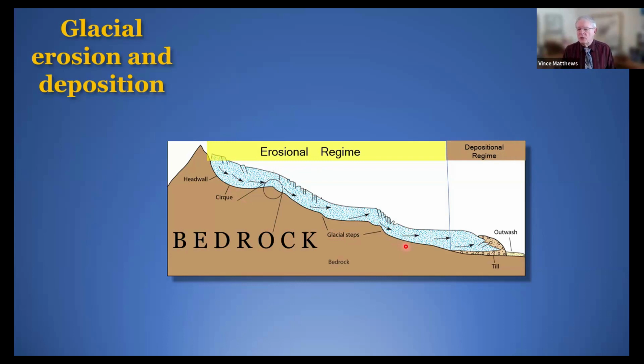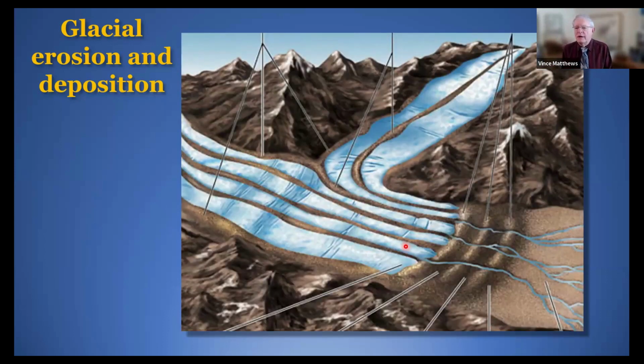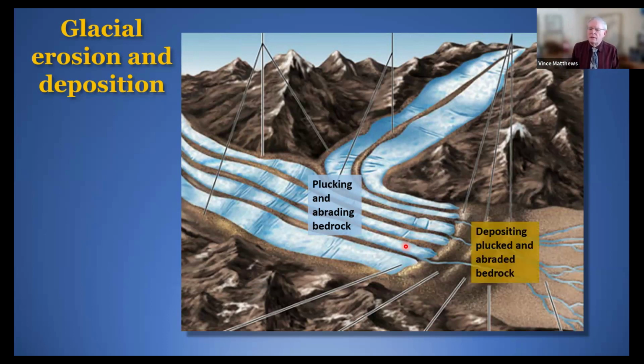So then the depositional regime down here is kind of fun, and Colorado's got some wonderful examples in the depositional moraines. So let's get going. The plucking and abrading comes down from here, and the depositing of that plucked and abraded bedrock is out in the area in front of the terminus or snout of the glacier.